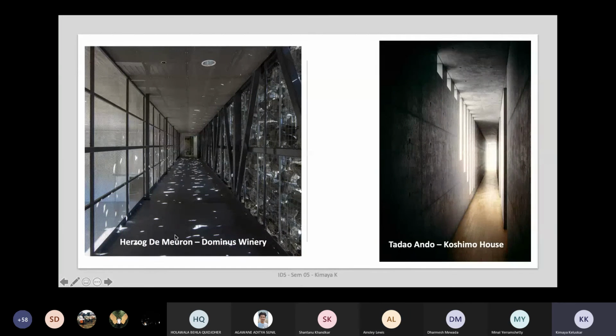These are the other two examples, one is Herzog & de Meuron's Dominus Winery, where he uses the dry gabion wall, and whatever light that enters through the gabion wall creates this kind of a pattern onto the flooring. And every time it changes, because depending on the incidence of the sun's radiation, the patterns are going to change throughout the day. But it just gives you a different kind of a feeling, and also it lifts up the entire atmosphere, and people start interacting with these spaces very differently.